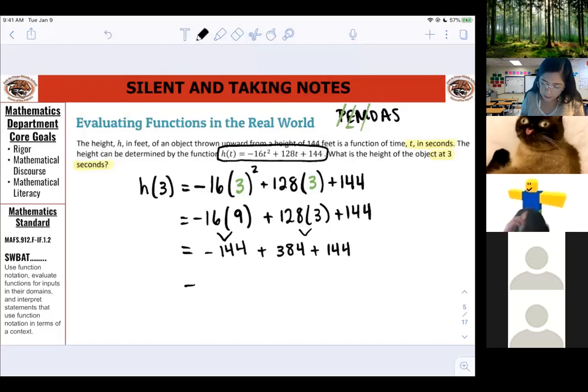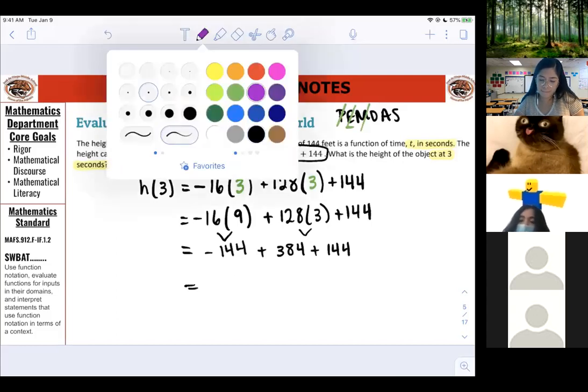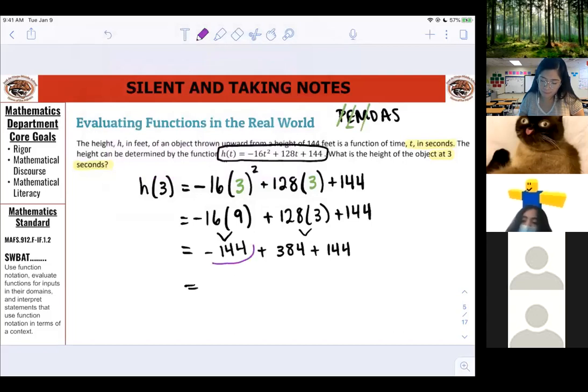And before I even do that, what do you guys notice that we might be able to eliminate or cancel out? Combine like terms, the 144 and the 144. Yeah, you are onto something. So I have a negative 144 and a positive 144. And when I add those together, what happens? They turn to 0. They cross out, they eliminate, they turn to 0.